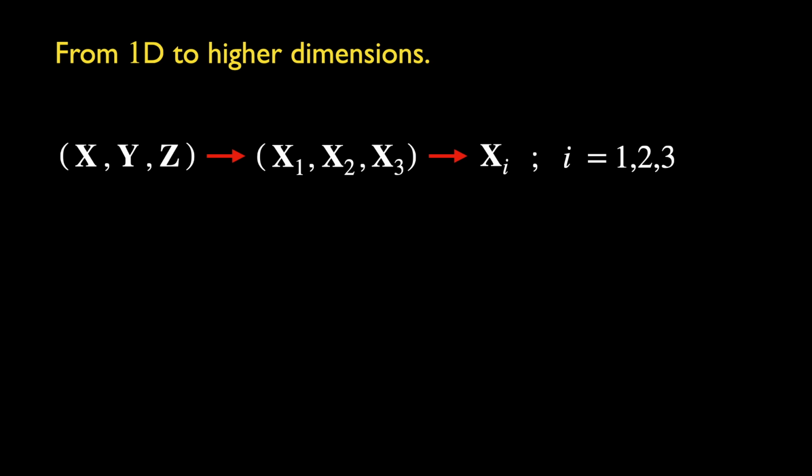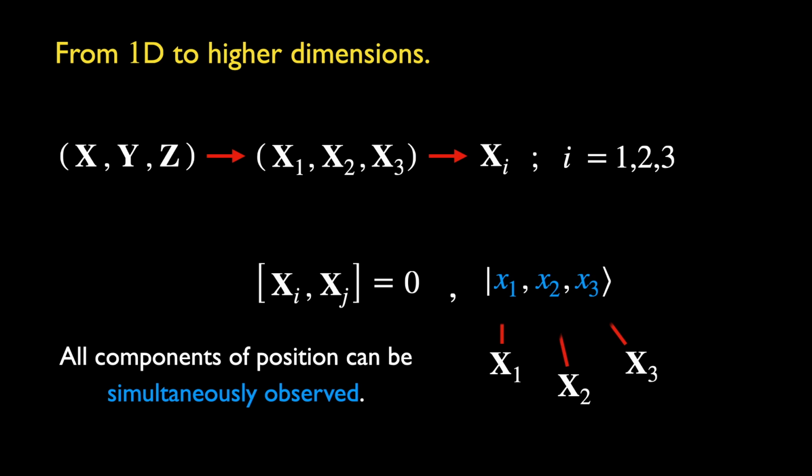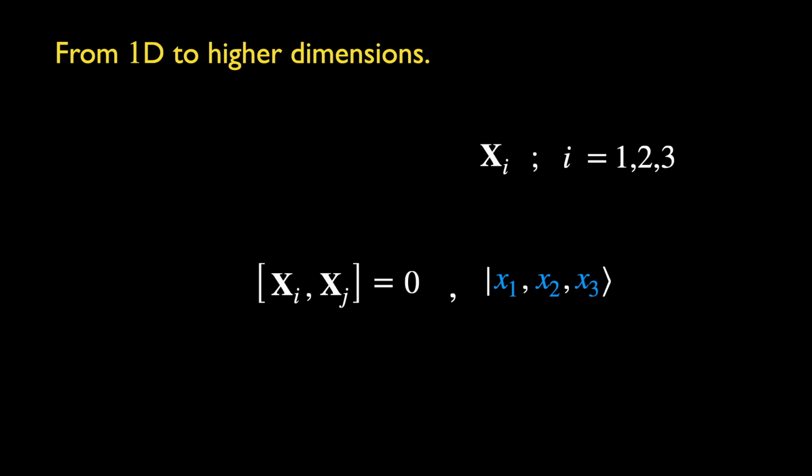Empirical evidence suggests that all components of position can be simultaneously observed to the same precision. Therefore, the operators representing them should all commute with each other. Consequently, the position state can be fully specified only by adding two more eigenvalues corresponding to the extra components. We gather all these components into a position vector which labels the position eigenstate.